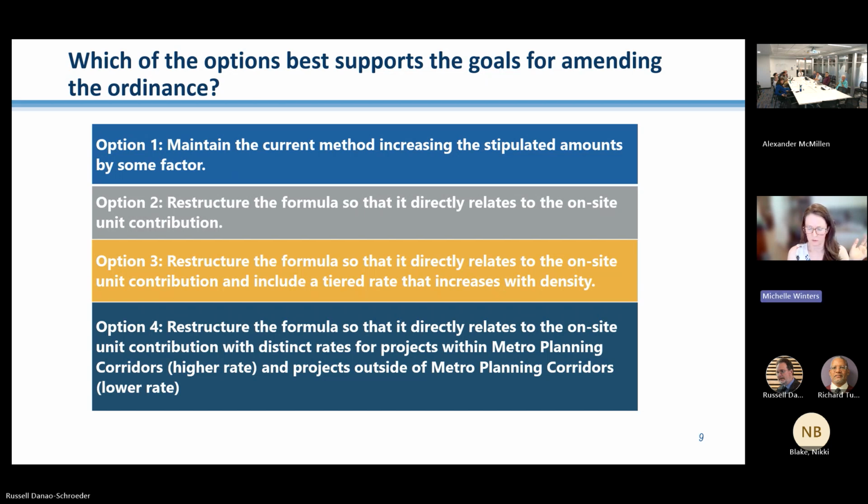So it occurred to me when you were going through these options that in the one where you have the metro planning corridors being the deciding factor on what rate gets applied, couldn't there be some other criteria for deciding what rate gets applied? In particular, what if the criteria for deciding whether you get a high rate, a medium rate, or a low rate for your multipliers were how much affordable housing is already in the area that you're building?